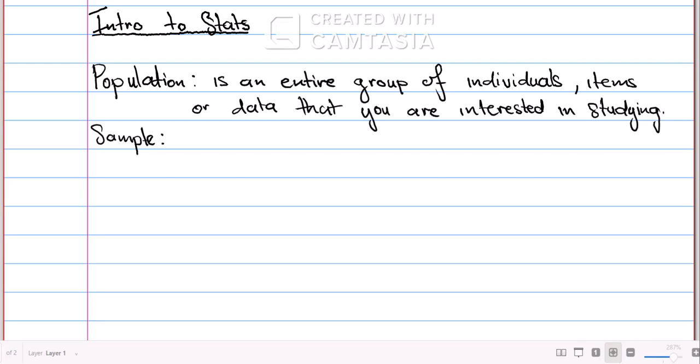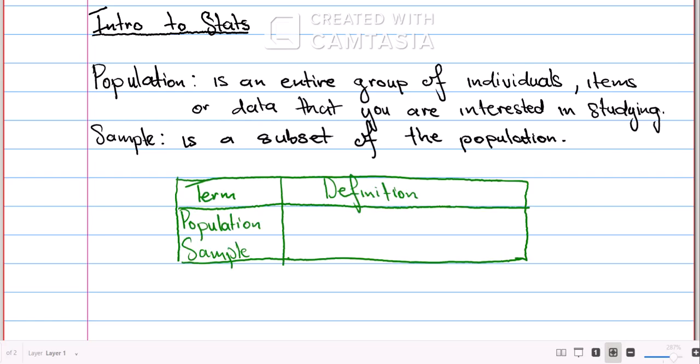For the introduction, we're going to first go through the important terms, the population and the sample. The population is an entire group of individuals, items, or data that you are interested in studying. Then the sample is a subset of the population.